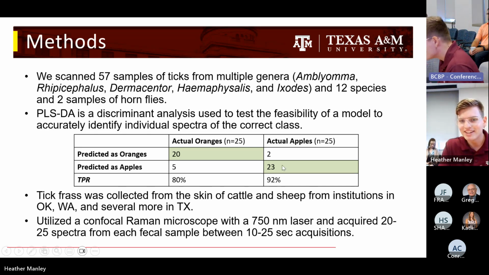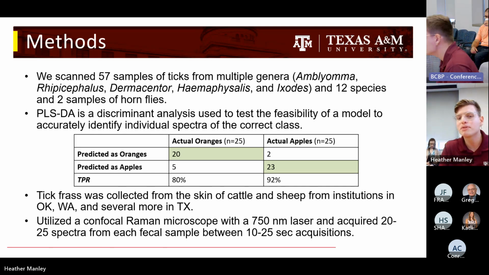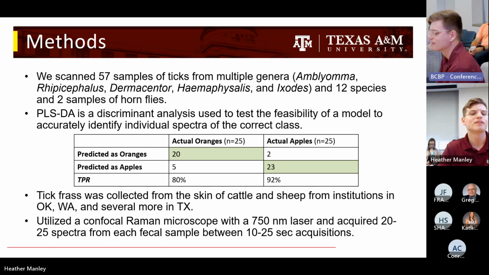On the right side, we have 2 of our actual apples that are predicted as oranges, and so we have an 8% false negative rate. And then we have 23 out of 25 that were predicted as apples, as being apples, and that was a true positive rate of 92%. So that's a pretty good model.